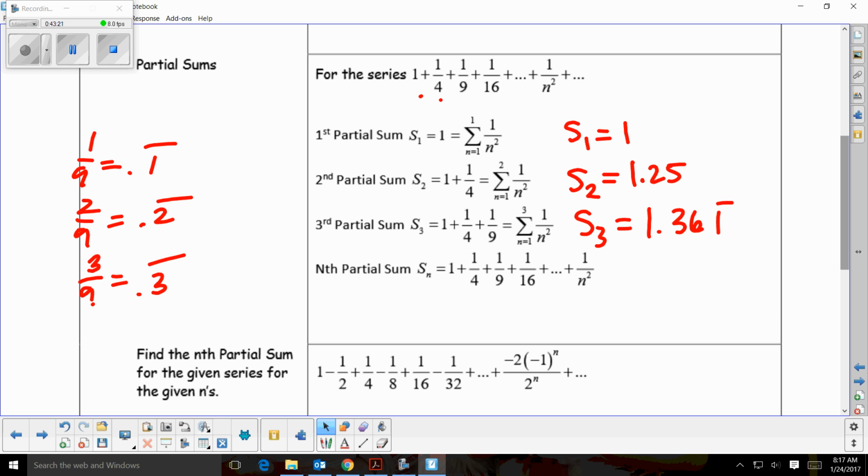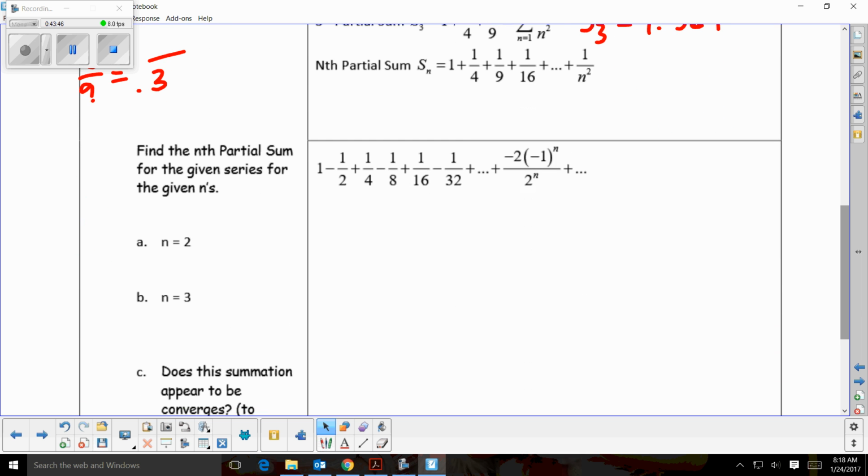I'm so proud. So then the nth partial sum, like if I went out to infinity, that's what I would kind of be looking at. What if I wanted to keep going, right? To go all the way out. And that's what we're going to try to find, if we get a number as we go out forever.